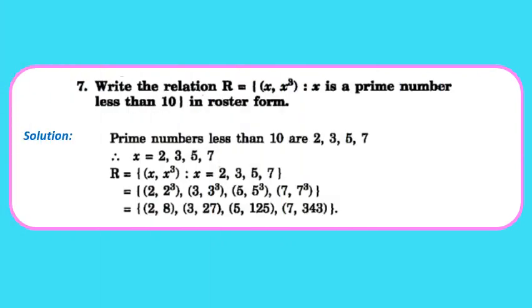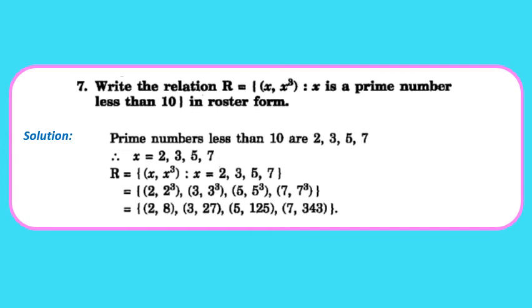Moving to question 7. Write the relation R equals the ordered pairs (x, x cube) such that x is a prime number less than 10 in the roster form. We have to write this relation in the roster form. Now prime numbers less than 10 are 2, 3, 5, 7. So x becomes what? 2, 3, 5, 7. So the first element will be 2, 3, 5, 7 and the second element will be its cube.